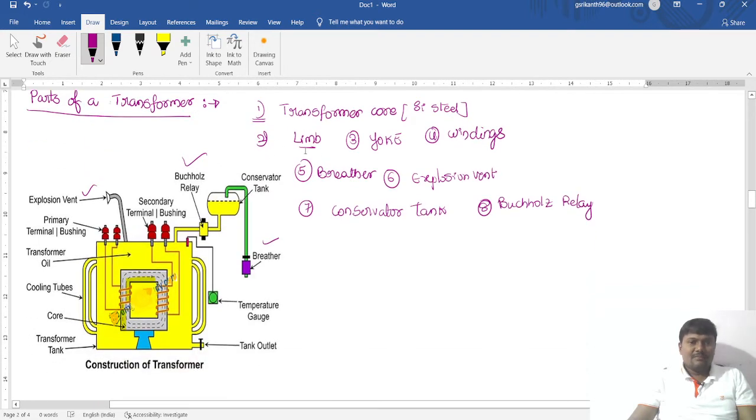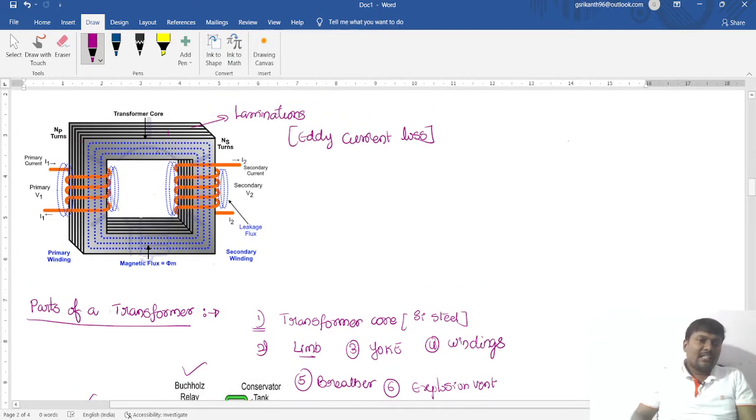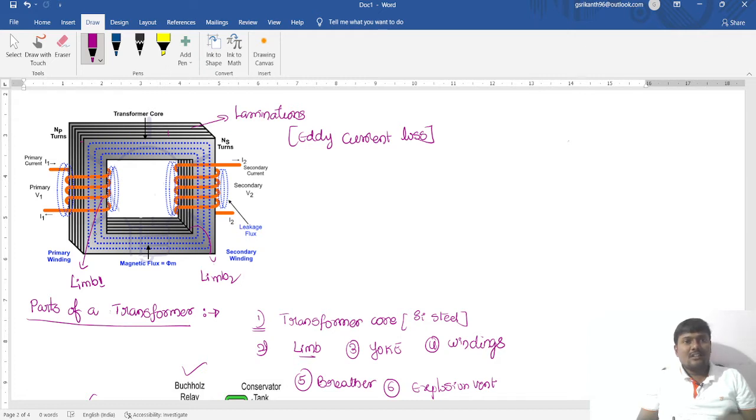What is meant by limb? The vertical portion of the transformer is called the limb. So for this transformer, how many limbs are there? Limb 1 and limb 2. So 2 limbs are there with this square cross sectional area, and the top and bottom of a transformer is called the yoke. This one is yoke.